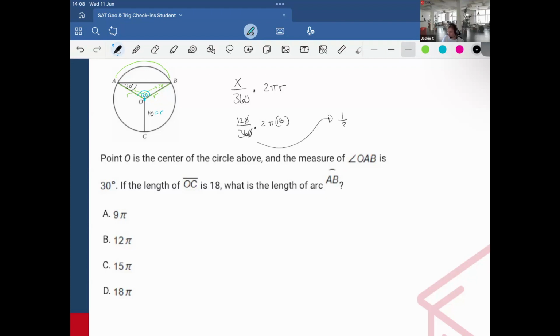1/3 times 36 pi, which is going to be equal to 12 pi. And that would be our amazing answer.